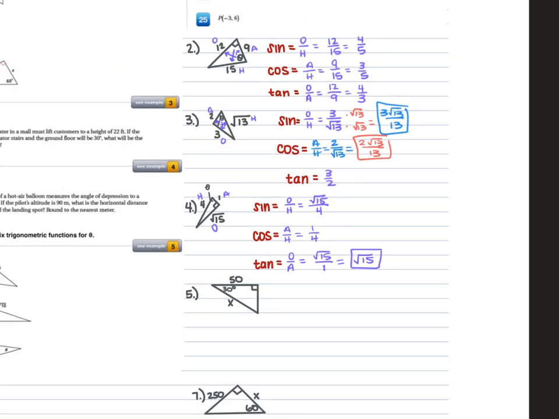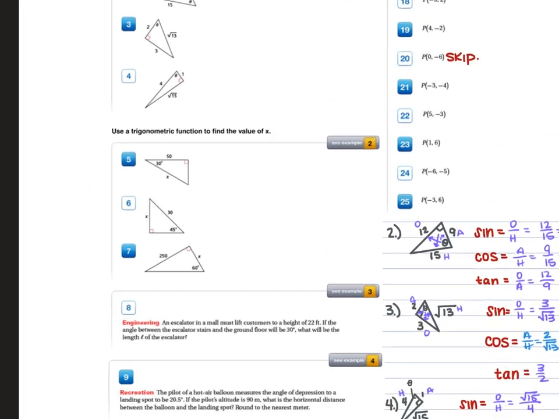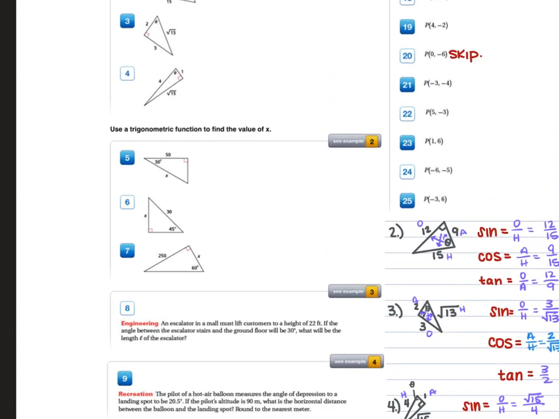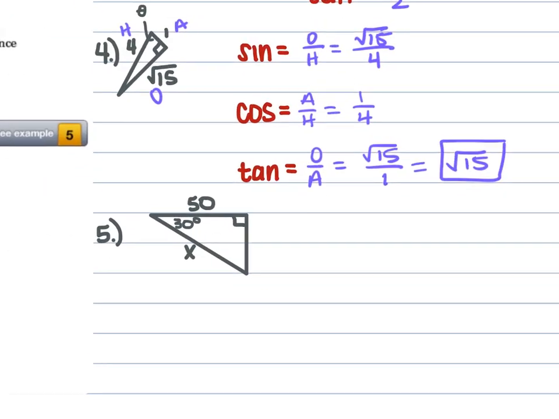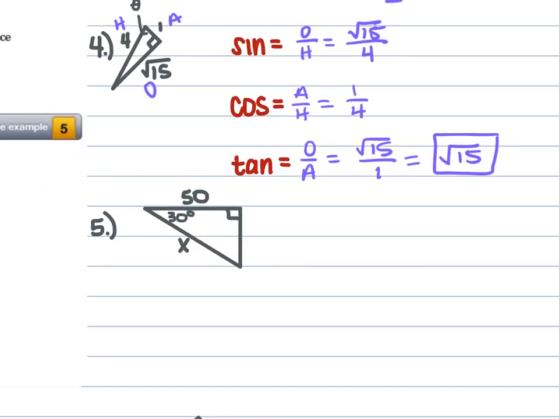For 5, 6, and 7, we are using a trigonometric function to find the value of x. So we are dealing with a special right triangle here. We have a 30, 60, 90 triangle, which means we're going to have side lengths of 1, 2, and the square root of 3. So that 1 is going to be the smallest side length, that square root of 3 is the middle side length, and then that 2 is the longest.